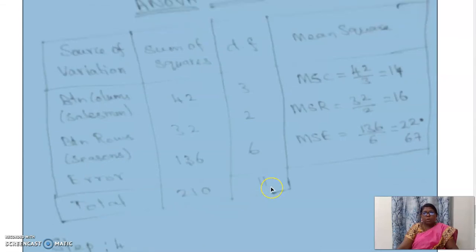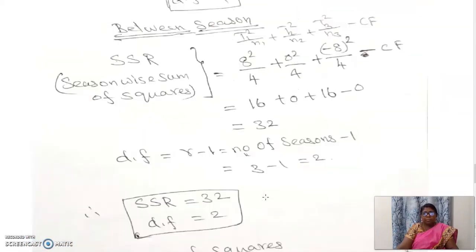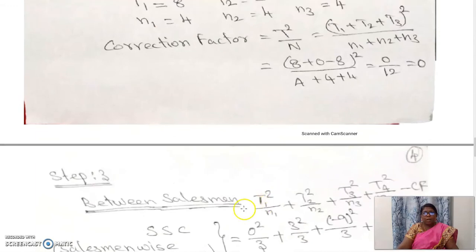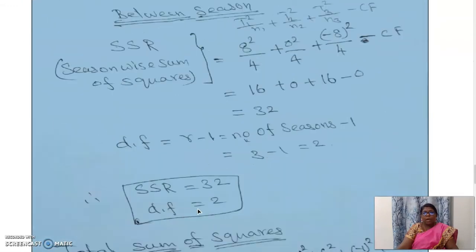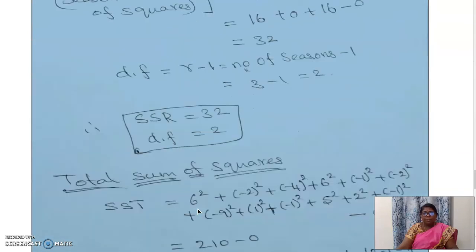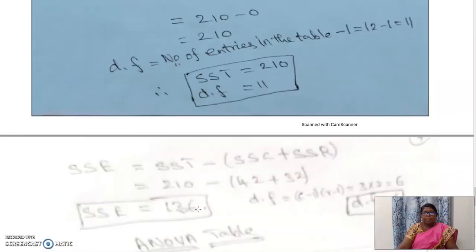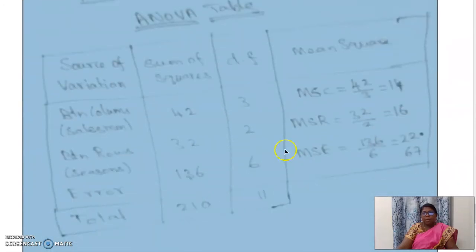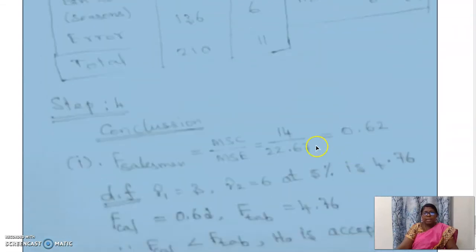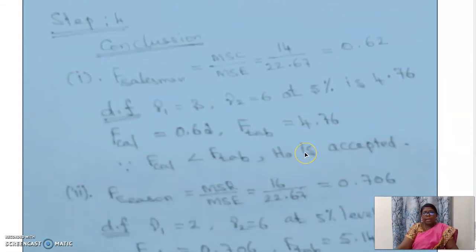Just once again, in step 3 we have calculated the SSC value, SSR value and corresponding degrees of freedom, then SST, then SSE and the corresponding degrees of freedom, and we also found the MSC, MSR, and MSE values. Now the last step, step 4, is the conclusion.